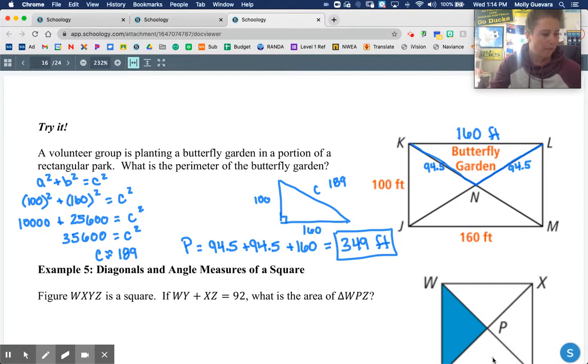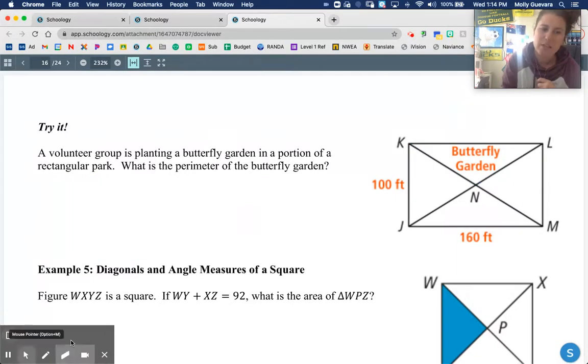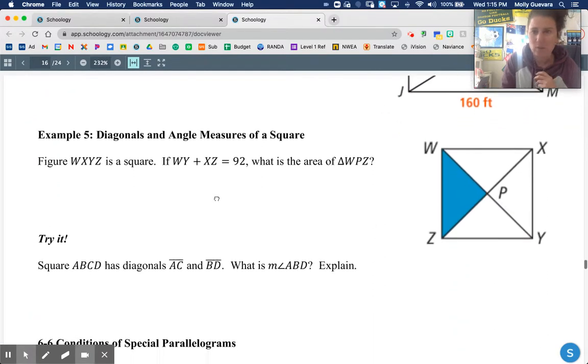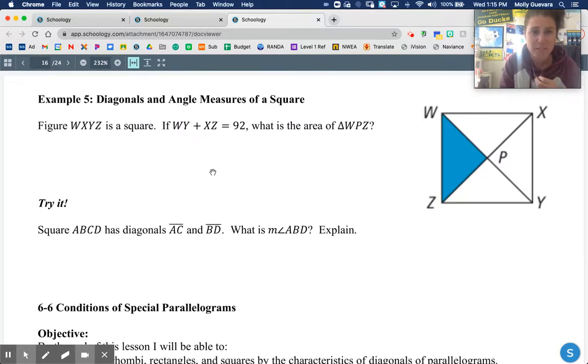Okay, so we've kind of covered rectangles, and we've covered rhombi. So we have one example left that's about squares, and then that's it. So this says figure WXYZ is a square. Since it's a square, I know, right? All of these guys are the same. I have right angles, all sorts of fun stuff. Okay, if WY, so the diagonal, plus XZ, the other diagonal, is 92, what is the area of WPZ? Okie dokie. So we got some fun stuff.